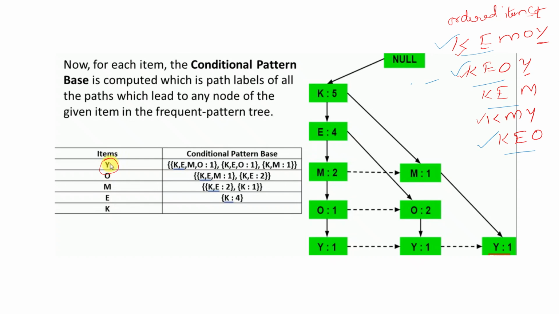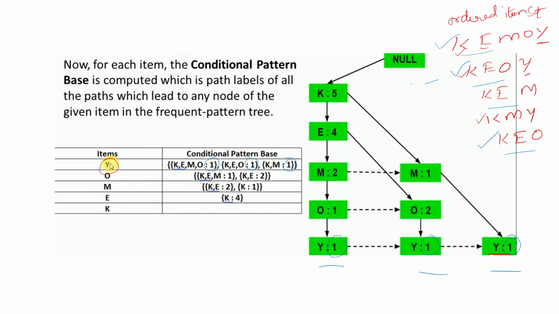To reach Y, the paths we have are KEMO from the root. This is one path. Another path is KEO. And another path is KMY. So to reach Y, we have 3 paths. This is the value we have to write in each path. This is the output value. So what are the paths? KEMO is one path, KEO is another path, and KM is another path we have to write to reach Y.